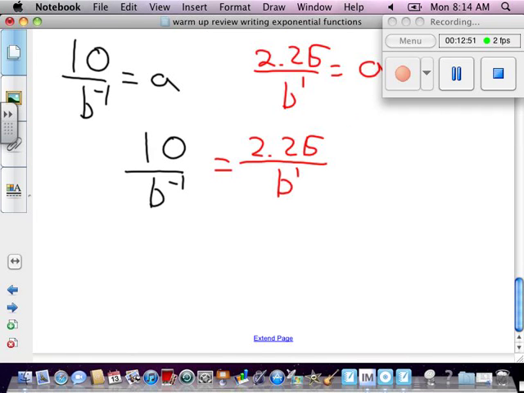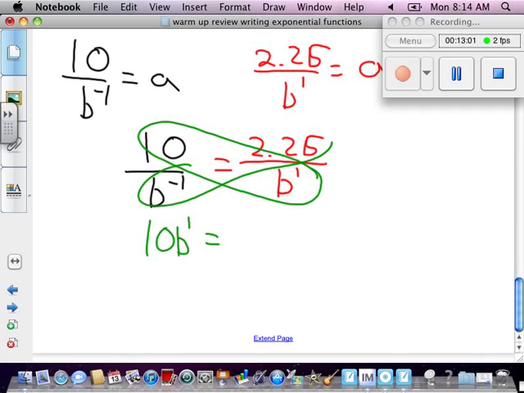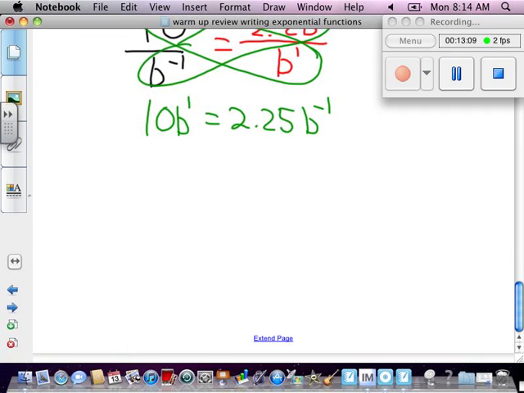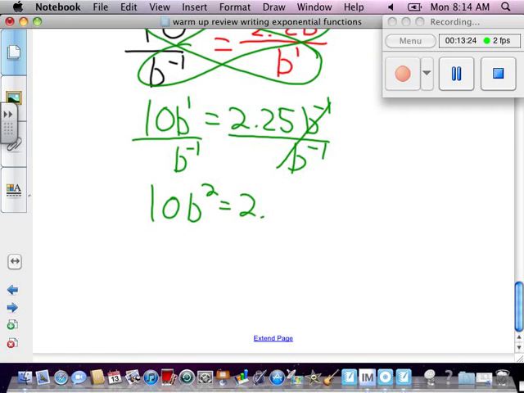Then I'm going to cross multiply. 10b to the first equals 2.25 b to the -1. Now what do I do, ladies and gentlemen? Divide those b's, yep. I'm going to divide by b to the negative first. These cancel. 1 minus the -1 gives me 2. Okay. Now what am I going to do?